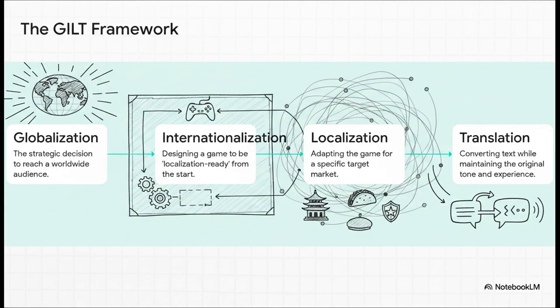And the way they do it is with a GILT framework. Now, what's really important to notice here is the order. See how internationalization comes before localization? That's the secret sauce. It means developers design the game from the ground up to be flexible so that adding new languages or cultural content later doesn't break the whole thing. It's a huge shift from it being an afterthought to being a core part of development.